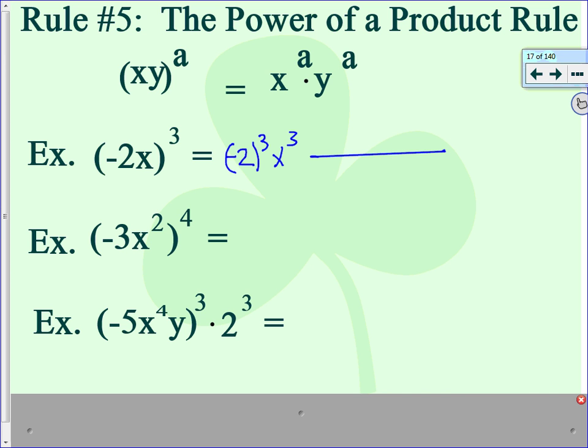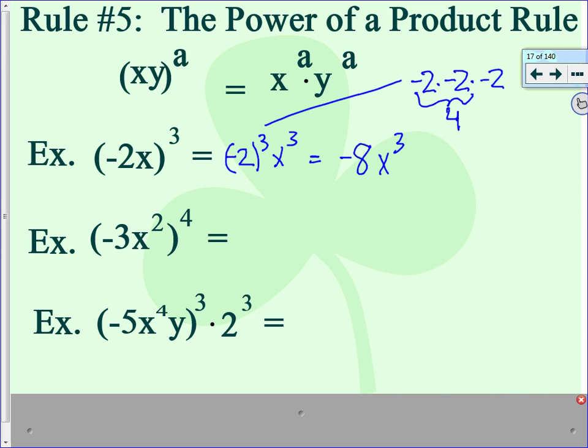Brendan, what is negative 2 cubed? 8. Positive or negative? Negative. So that one I'd probably simplify. So negative 2 cubed would be negative 2 times negative 2 times negative 2. So if you cube a negative number, the negative is preserved. The reasoning for that is that when you multiply these together, you get a positive 4. And then the positive 4 is multiplied by the negative 2, making it negative again.